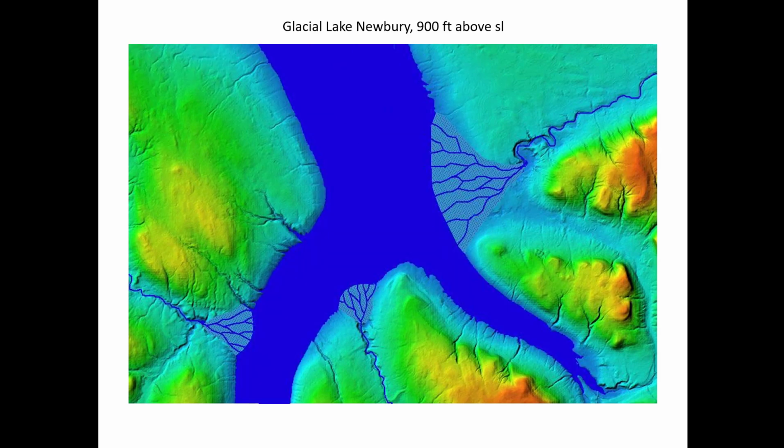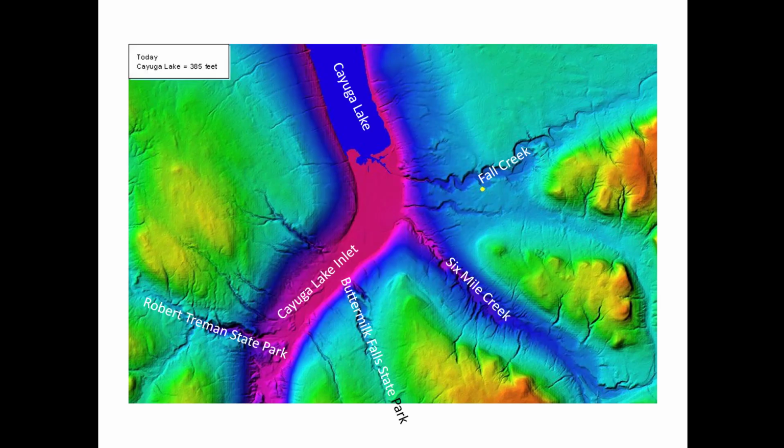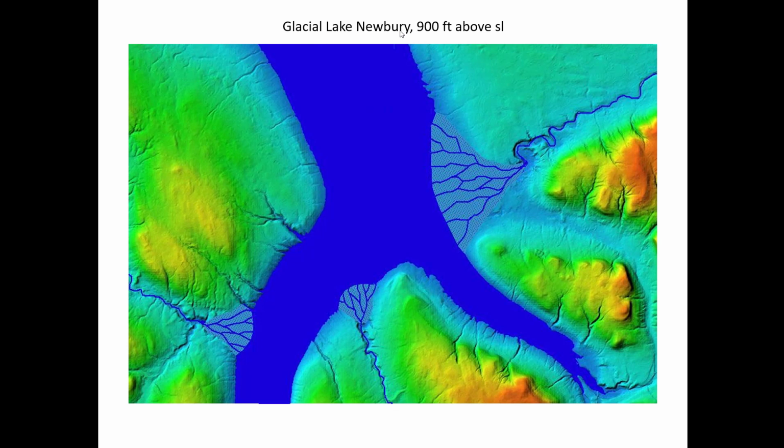So what happened between here and here? So remember the idea of base level. Base level is the concept that rivers will really only erode to the elevation of the body of water that they flow into. That's base level. So for example, the Genesee River, its base level is Lake Ontario, which has an elevation of about 250 feet. But then what you can see is that between the time of Glacial Lake Newberry and today, base level has dropped significantly. Here the elevation of Cayuga Lake is 385 feet, remember Glacial Lake Newberry was 900 feet.